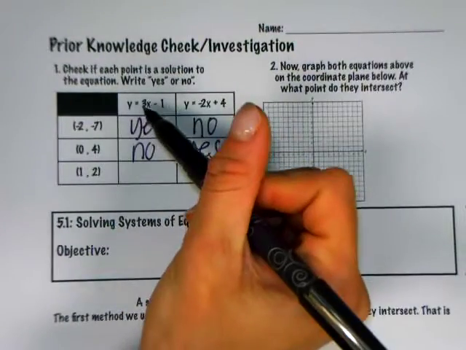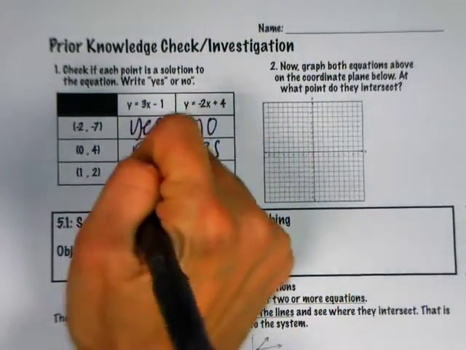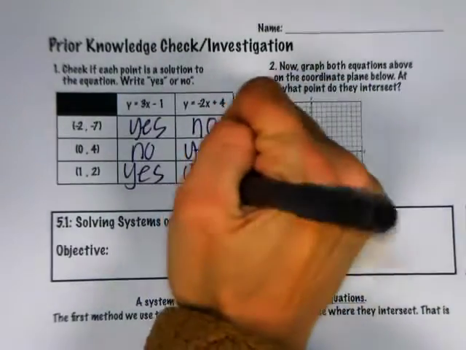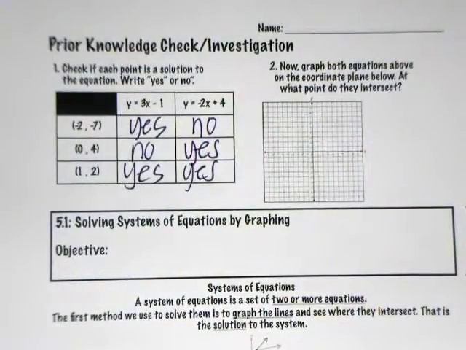Okay, if I plug in 1 to this one, what do I get? 2, so that's a yes. And then if I plug in 1 to this one, what do I get? 2, so that one's a yes. Any questions on that?